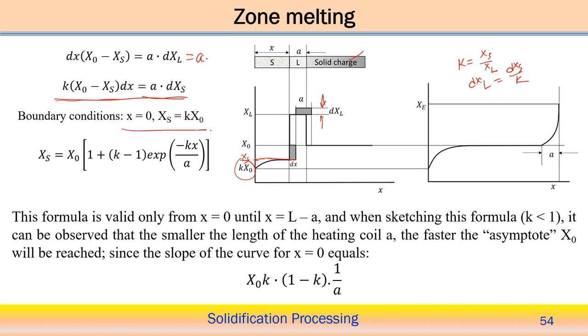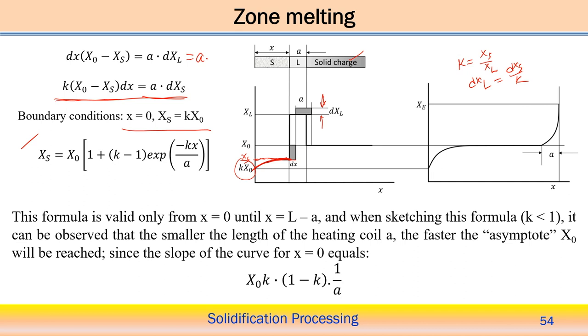If we put this boundary condition, we can reach the variation of xs as a function of the other parameter x. So, xs equal to x0 into 1 plus (k minus 1) exponential of minus kx by a, over the space. This is the variation of the profile, basically the variation of this xs. This is the curve: xs is varying with respect to distance x, and with reference to a also, xs is varying like that.